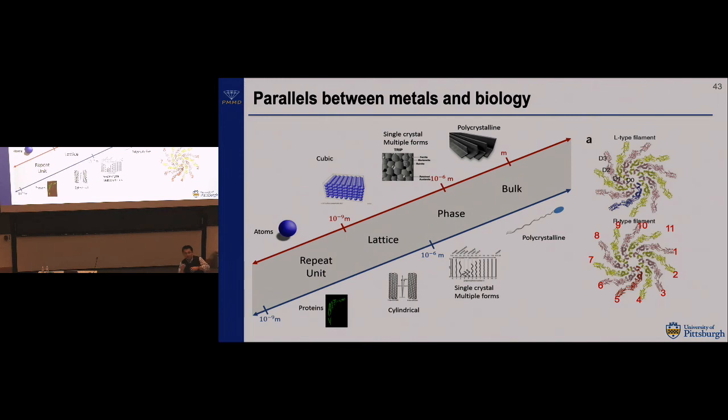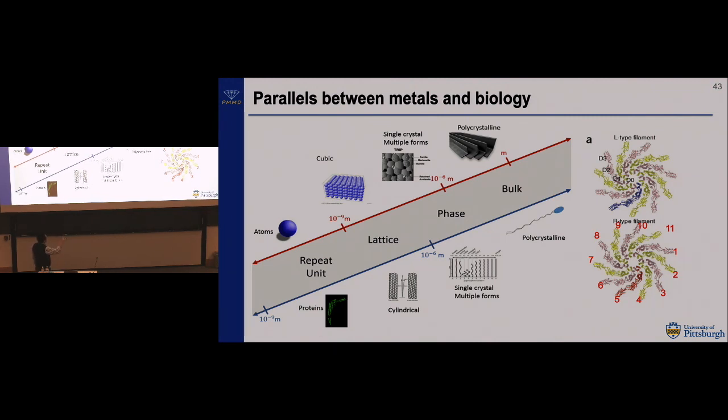And then different phases have different situations, and then you actually drive the whole bacteria to move in different ways, okay? So this is the most important slide, I would like to say. So you actually have proteins comparable with atoms. You have cubic lattice structure. You can compare with cylinder shape, like the filament. And then you have the single crystal with multiple forms, okay? So you can have different phases.